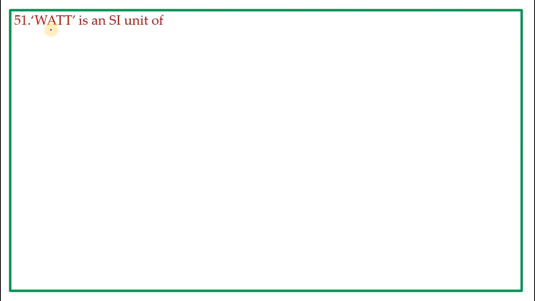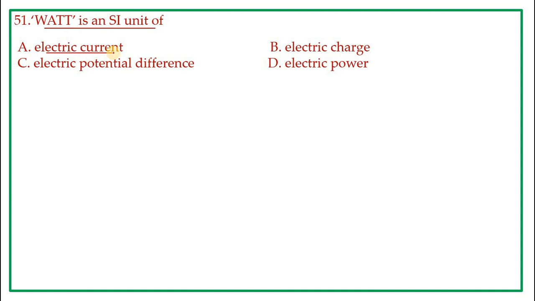Next, let's see. Watt is an SI unit of electric current, electric charge, electric potential difference, electric power. Children, one question on SI units will definitely be there. So list all SI units and learn very well. See, electric current, its SI unit is ampere. Electric charge, coulomb. Potential difference, volt. And electric power is watt.